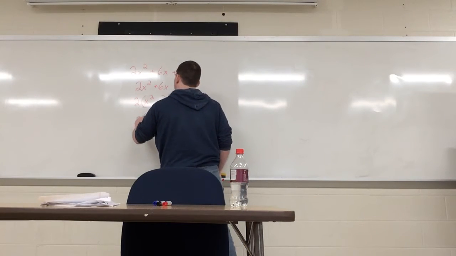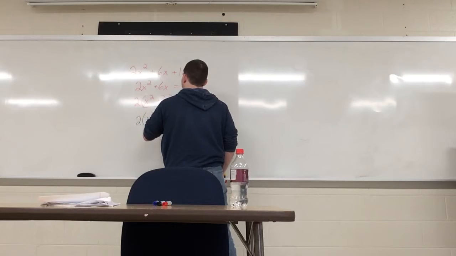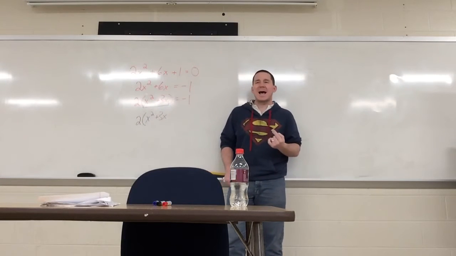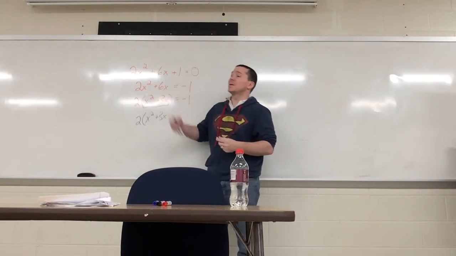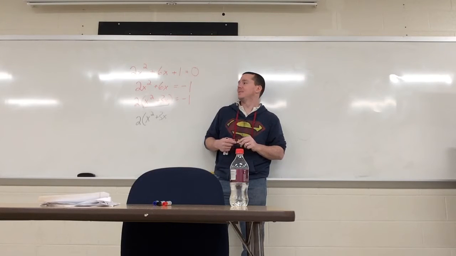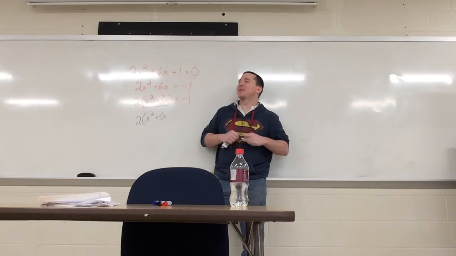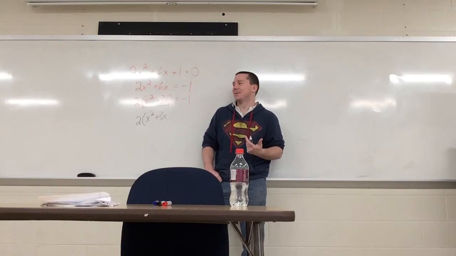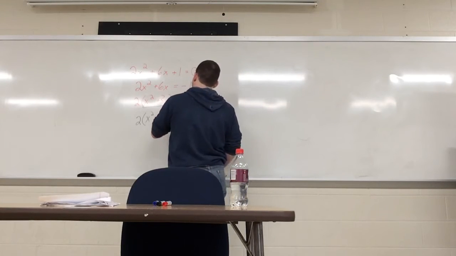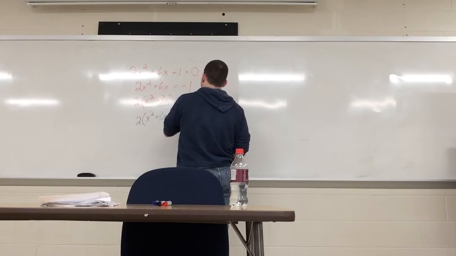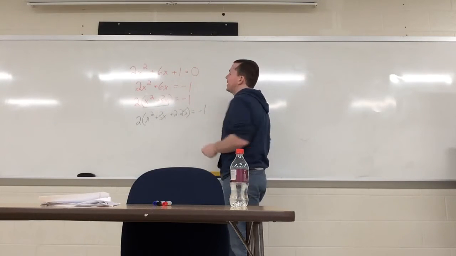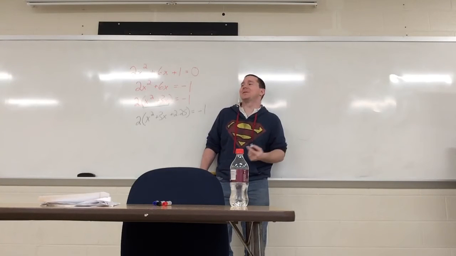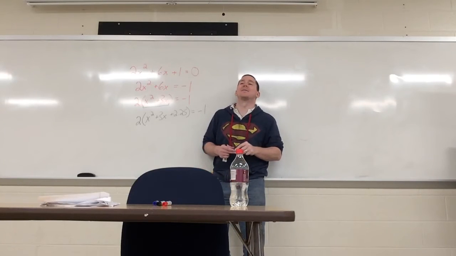Let's see, we have 2 times x squared plus 3x. Now we have to figure out what to add. Half of the linear term. What's half of 3? 1.5. And then you take that and square it. What's 1.5 squared? Feel free to pull out your calculator. It's 2.25. Okay? So we get plus 2.25 equals negative 1. Yes, all of you here and at home, feel free to check your calculator. I'm pretty sure that's 2.25.